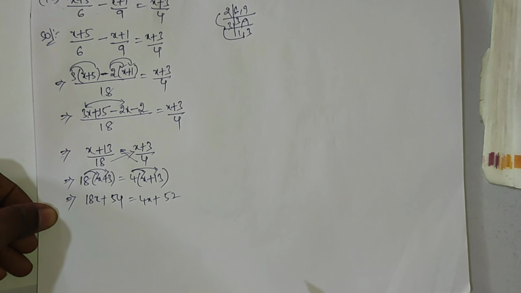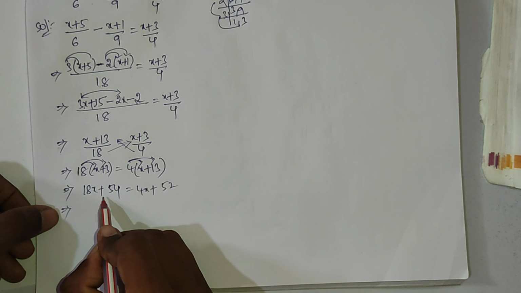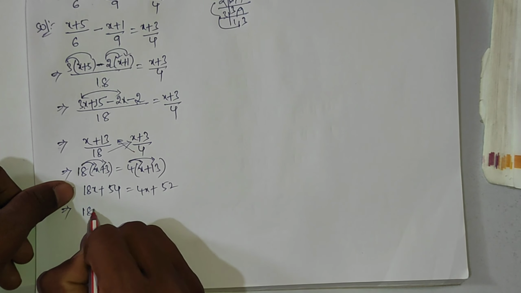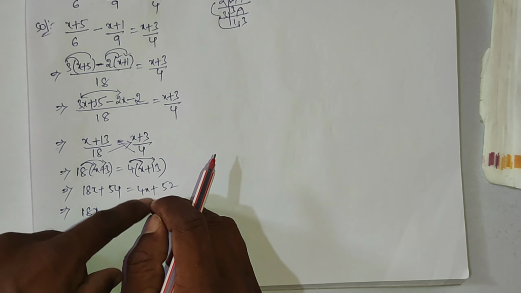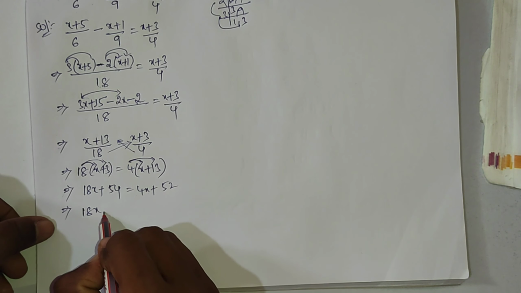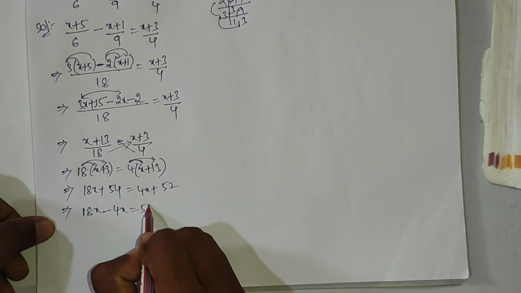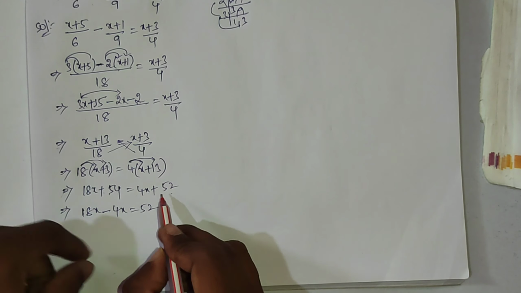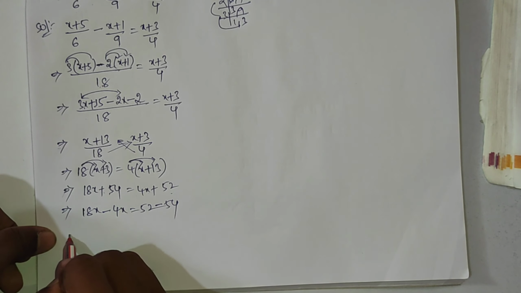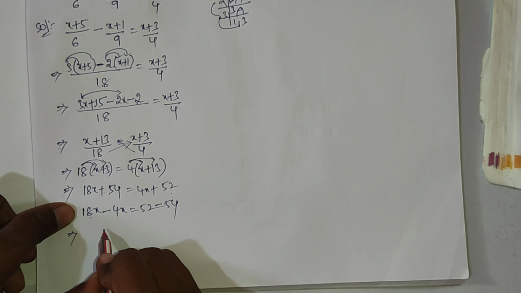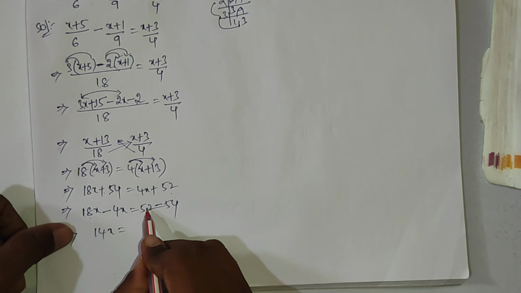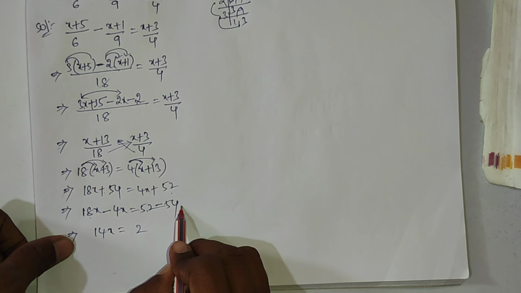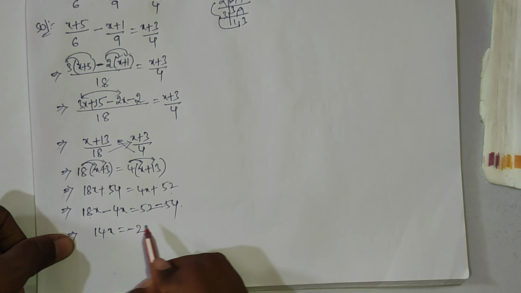Now, to get the value of x, first we should separate the variable terms and the constant terms. Here 18x, and the RHS has 4x; if you transpose it to the LHS side, plus becomes a minus. 18x minus 4x is equal to 52. Now transpose the plus 54 to the RHS side. Plus becomes a minus, nothing but minus 54. So 18x minus 4x is what? 14x is equal to, subtraction here, 52 minus 54 is minus 2. Comparing 52 and 54, 54 is the greater number having the minus symbol. So the answer is minus 2.